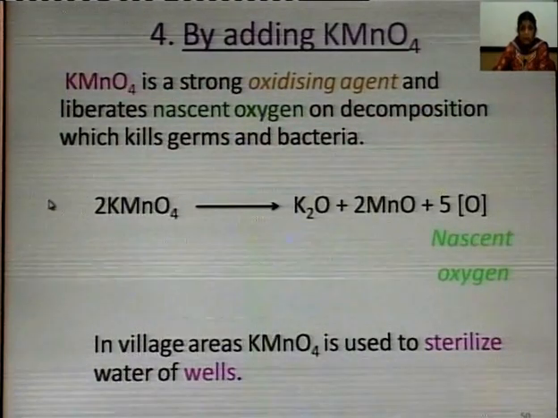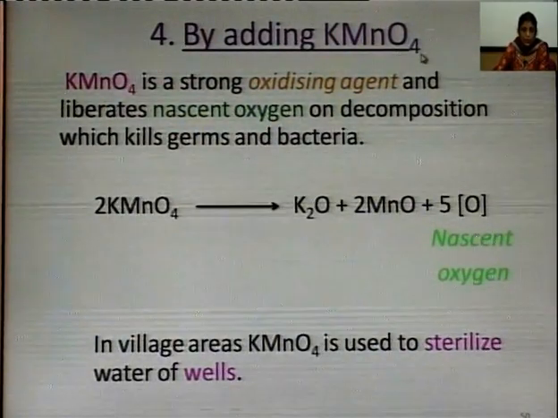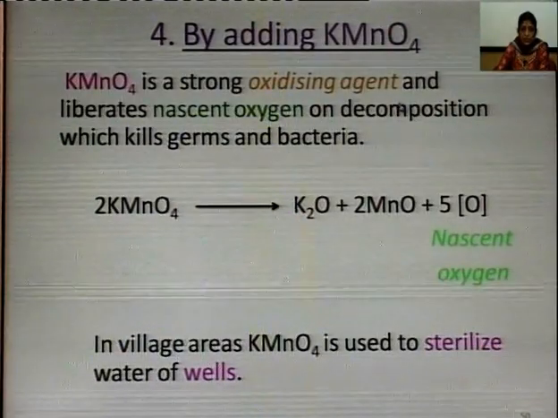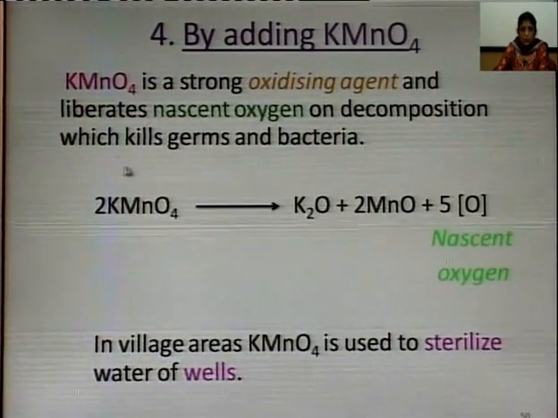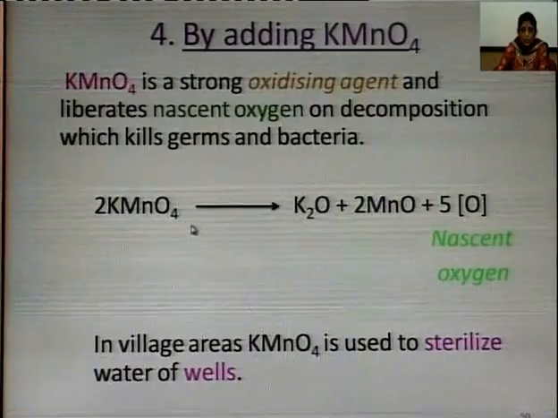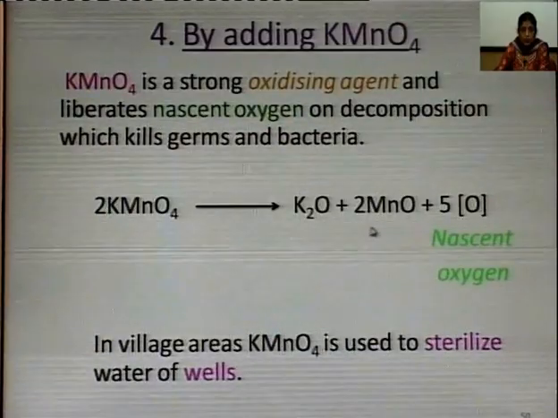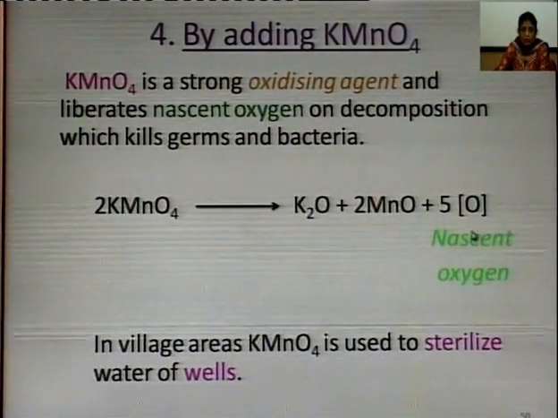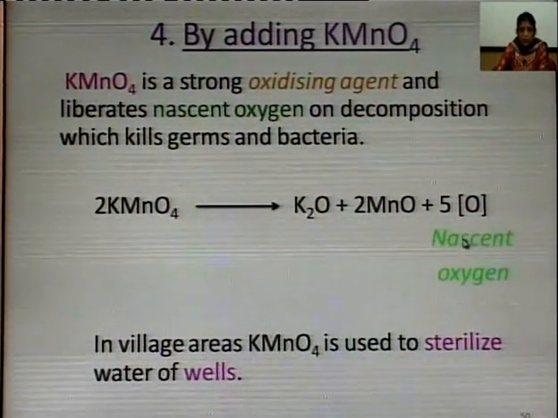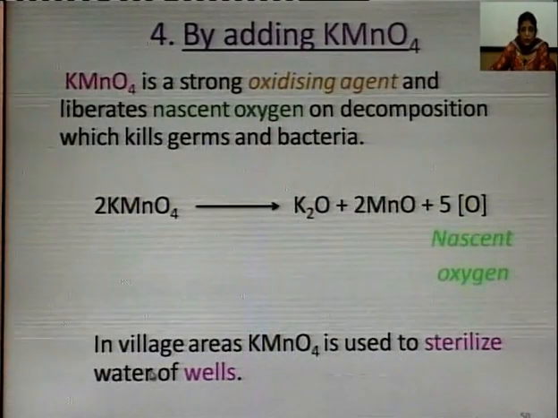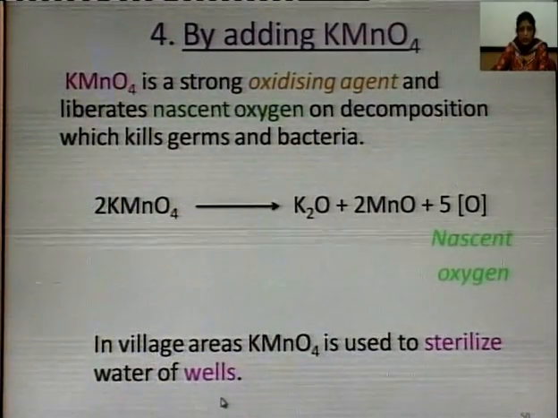The next method of sterilization is by adding KMnO4, which is called potassium permanganate. It is a strong oxidizing agent and it also liberates nascent oxygen on decomposition, which can kill germs and bacteria. So, you can see the equation here: 2 KMnO4 gets changed into K2O, 2 MnO and 5 atoms of oxygen, nascent oxygen, which are produced. So, this nascent oxygen kills bacteria and germs. This method of sterilization is used for the water of wells in villages.